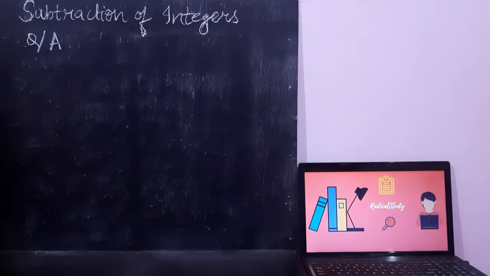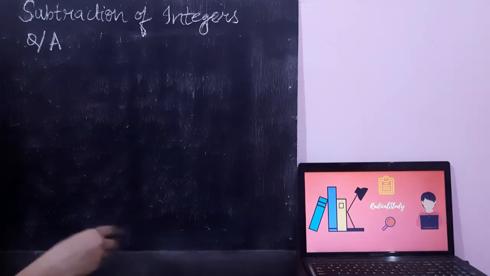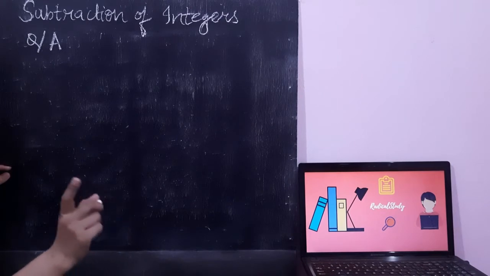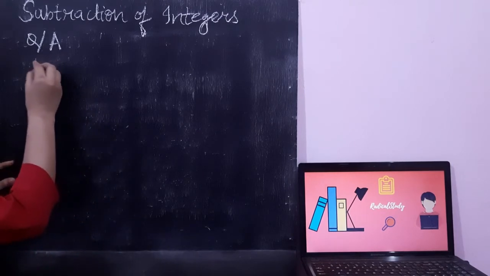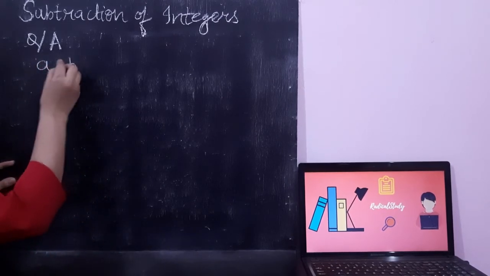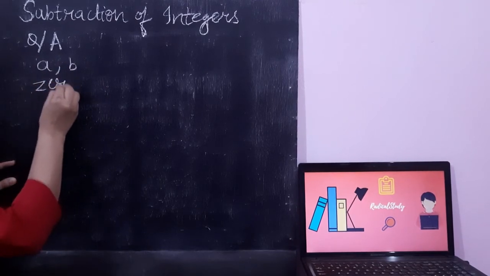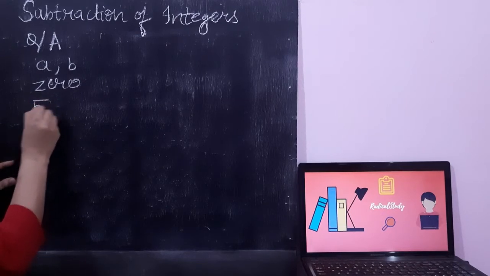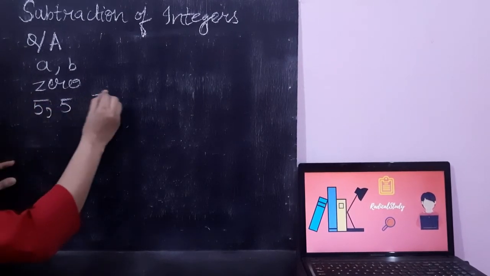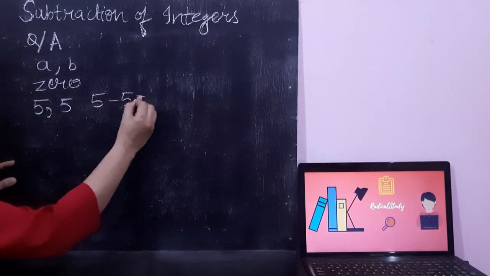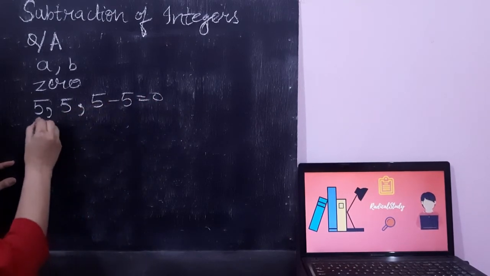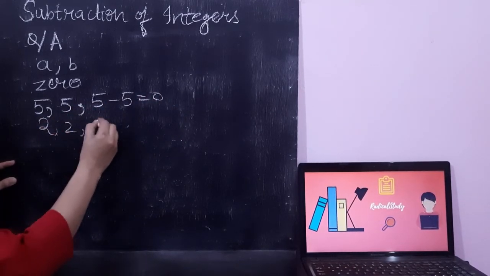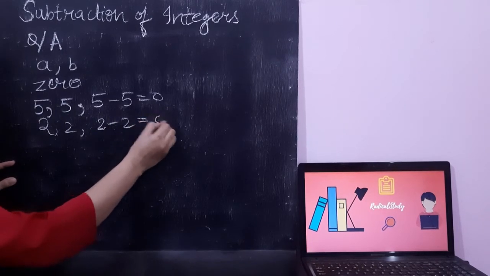So we will discuss a few questions and answers on the basis of the difference of integers and the properties which we studied. Write a pair of integers whose difference gives you 0. You have to write two integers a and b. The difference should give you what? 0. Okay. So we can take 5 and 5, because when we subtract 5 minus 5, it will give you 0. In the same way, we can take 2 and 2 also, because 2 minus 2 will also give you 0.